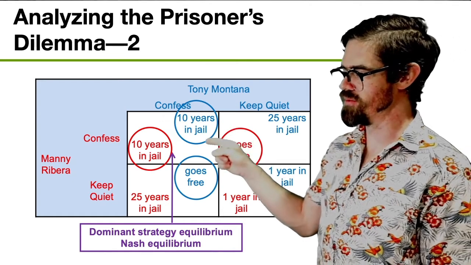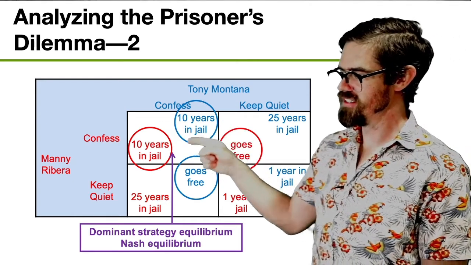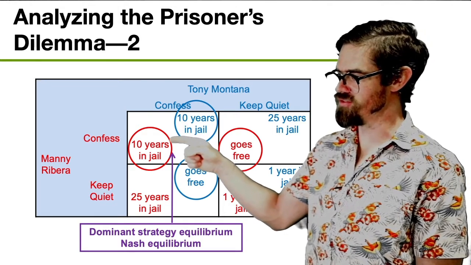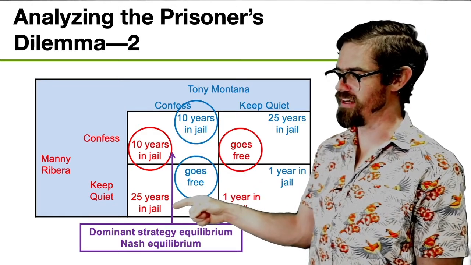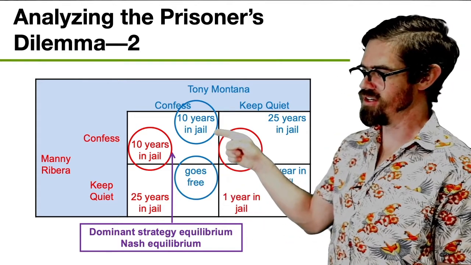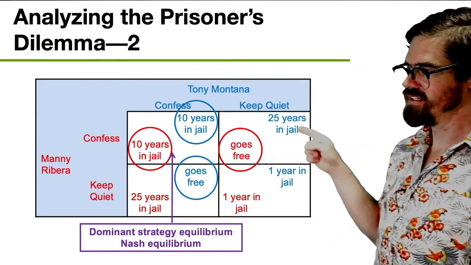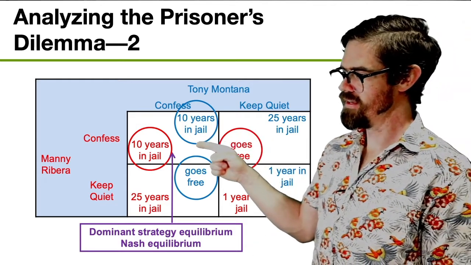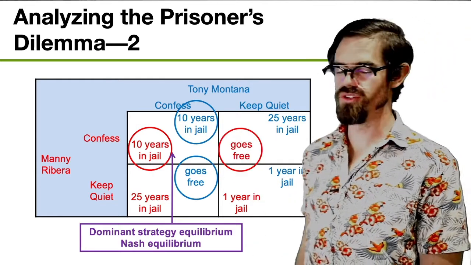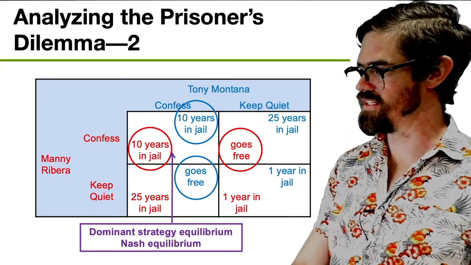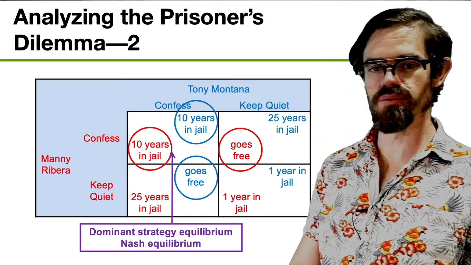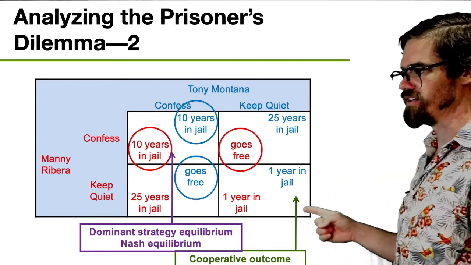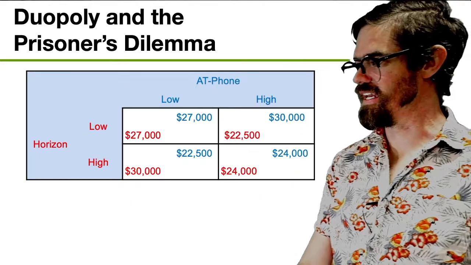So this is the Nash equilibrium, right? If this is the status quo, neither player wants to change. Manny doesn't want to change from confessing to keeping quiet. That would make him worse off. And same thing with Tony. He doesn't want to change from confessing to keeping quiet either. So it's a Nash equilibrium, and it's the result of two dominant strategies coming together. That's why it's called a dominant strategy Nash equilibrium. And of course, this is the cooperative outcome they'd like to get to, but they can't get there.